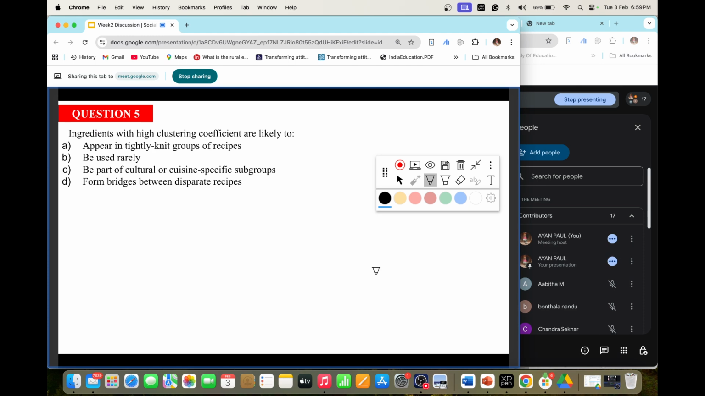Ingredients with high clustering coefficients are likely to: appear in tightly knit groups of recipes, be used rarely, be part of cultural or cuisine-specific subgroups, or form bridges between disparate recipes. So any guesses for this?